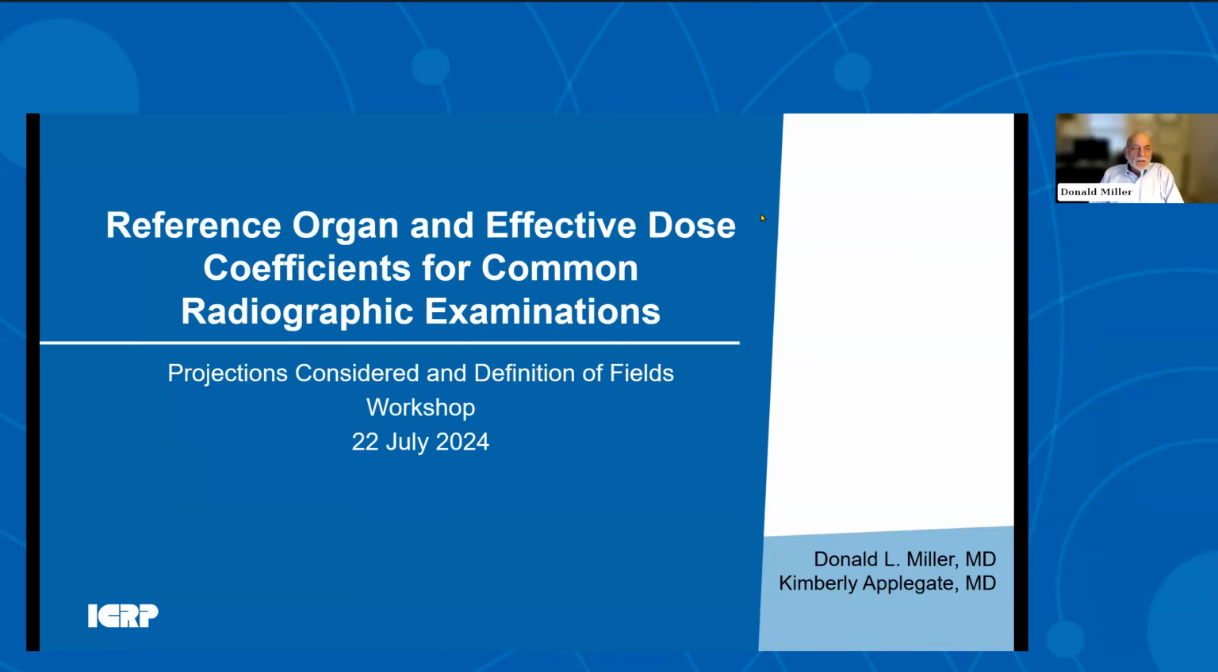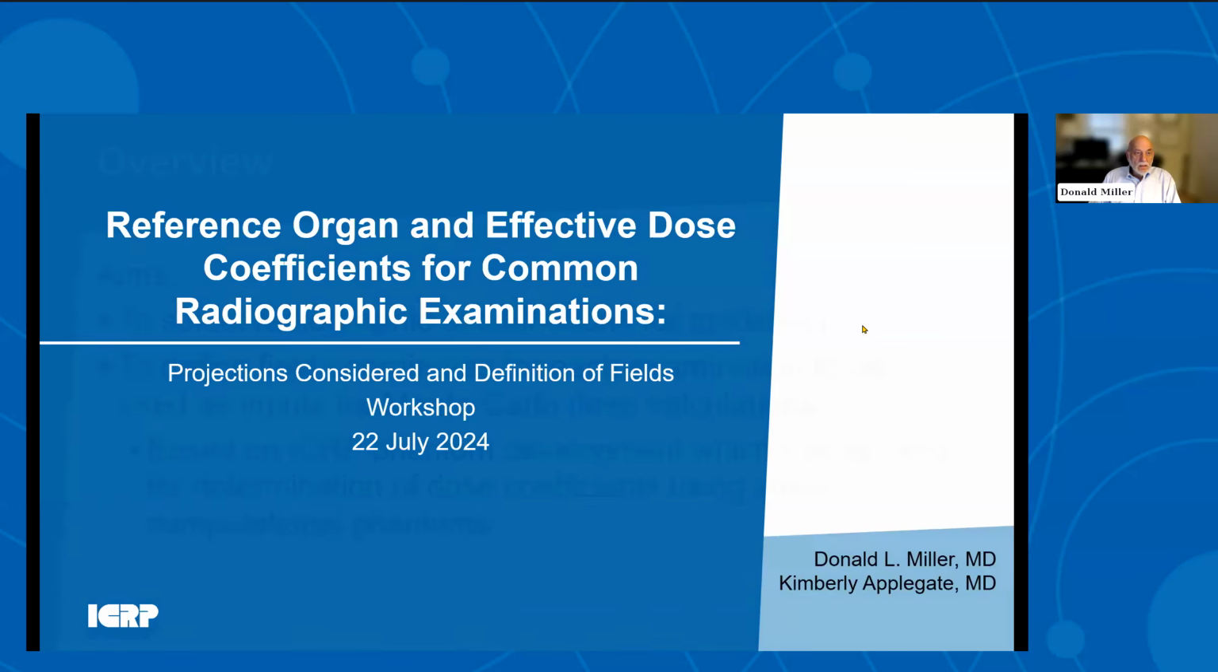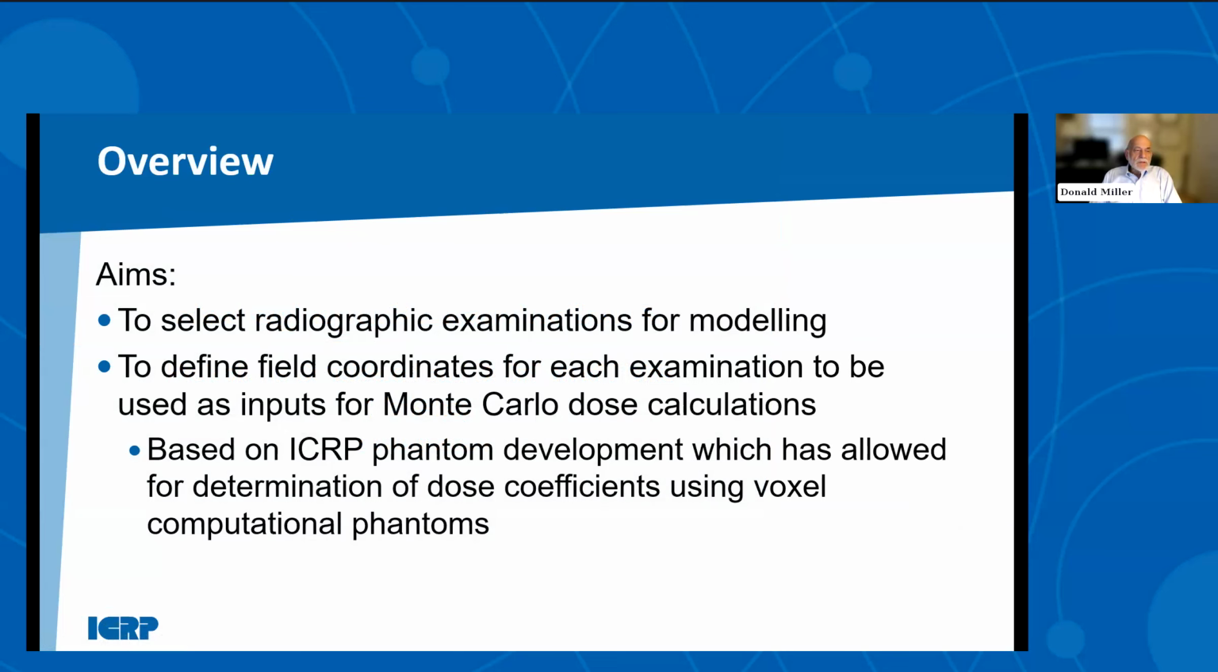So this part of the discussion is a discussion of how we chose the radiographic examinations to be studied and determined the correct projections for each one and determined how each one would irradiate the phantoms. So these are our aims: to select radiographic examinations for modeling, and then to define the field coordinates for each examination to be used as inputs for the dose calculations. Because we're using ICRP phantoms, we needed to translate the field for each examination to the appropriate location on each phantom.